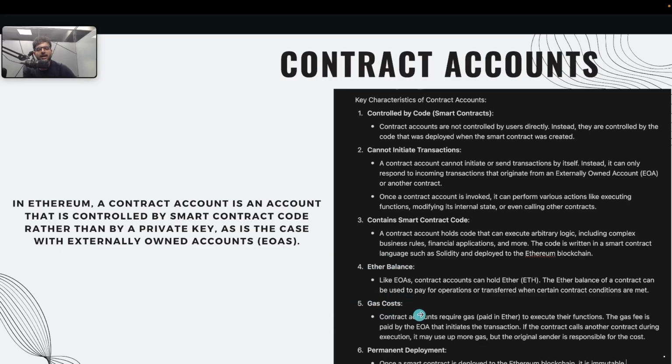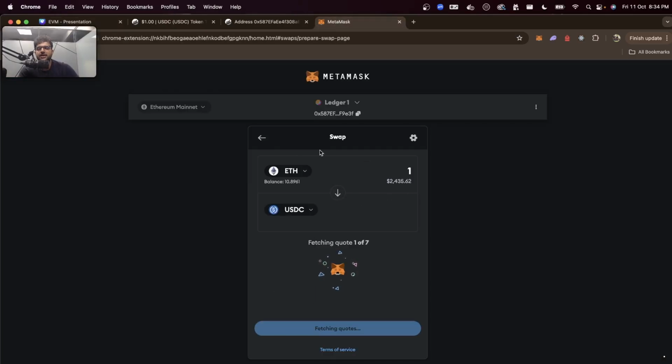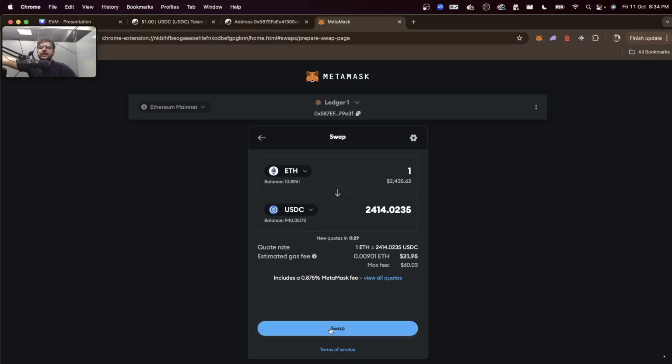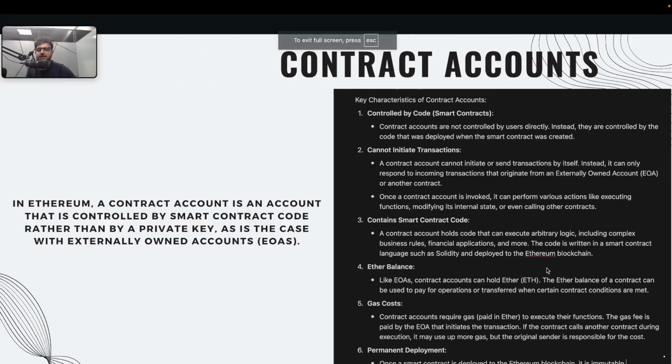Gas cost. Contract accounts require gas. Whenever you're calling a function on a smart contract, you have to pay some gas. But the gas fee is paid by the EOA that initiates the transaction. If I go over here and try to swap some Ethereum for USDC, even though I'm calling a smart contract function, even though I'm calling that contract address to do something, I will be the one paying the gas for it. The smart contract won't. I will pay the gas for that transaction to execute.